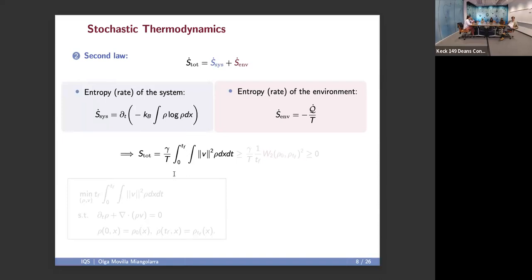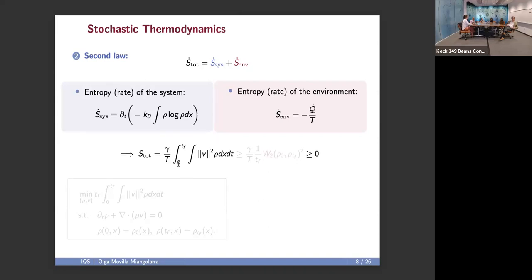And here we have an integral over time from 0 to T_f of the expected value of the square norm of this mean velocity. This means that in particular, all the terms in this equation are positive. So we have already derived our standard second law. Now, in the setting of stochastic thermodynamics, we can really do better than this. We can work in finite time and have finite-time corrections to this second law. So how can we do this?